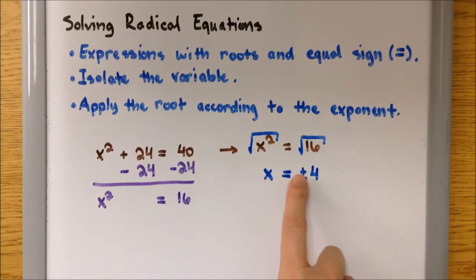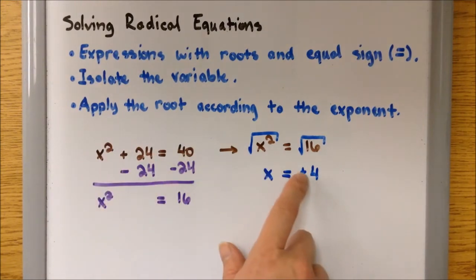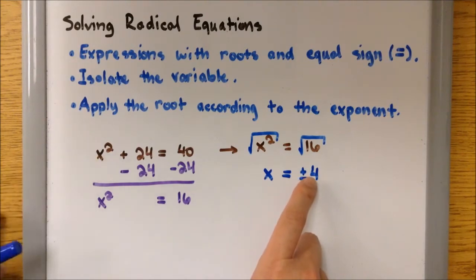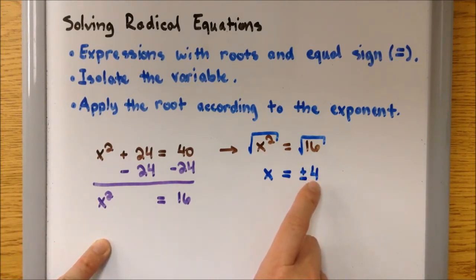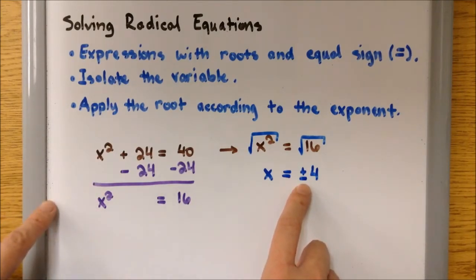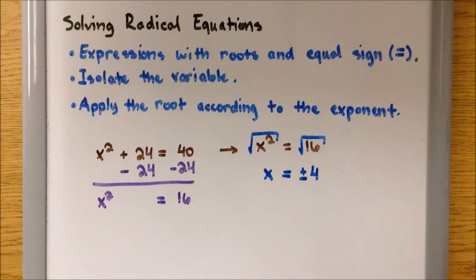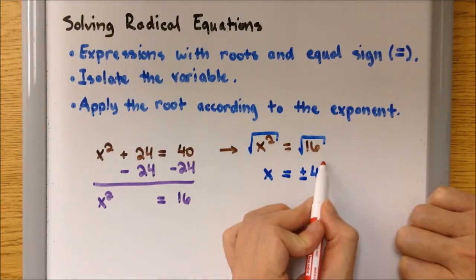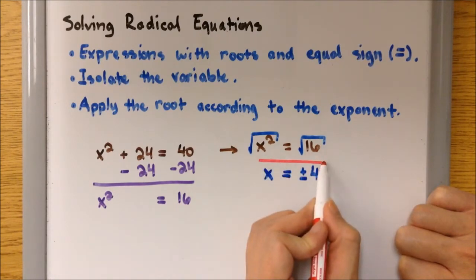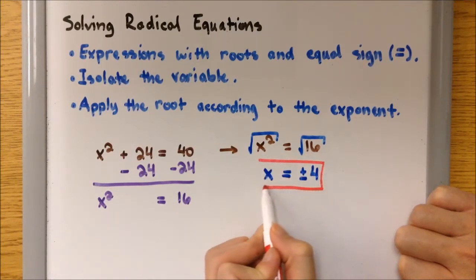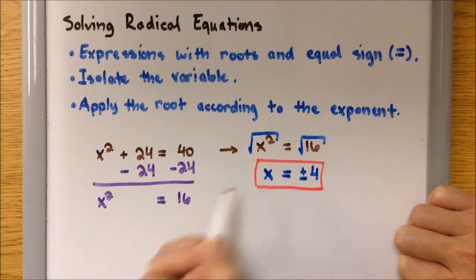And if I were to plug positive 4 in, positive 4 squared means positive 4 times positive 4, which is positive 16. If I were to include negative 4 into x, it would be negative 4 times negative 4, which is also positive 16. So those two answers work. So the final answer for this equation is x equals positive and negative 4.